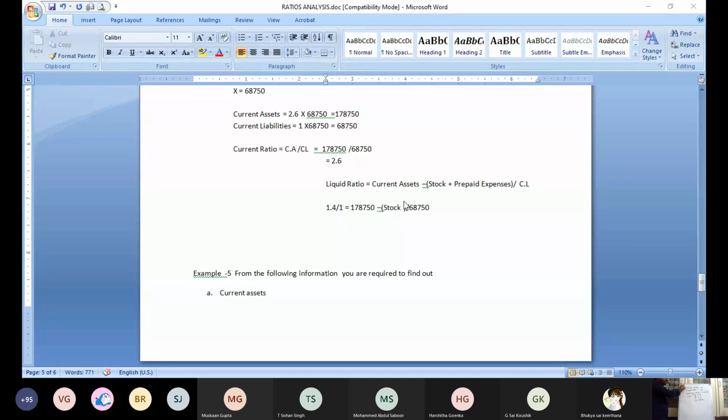So first you write this problem. If you have completed, please tell me. Current ratio is given 5. Liquid ratio is given 3. Working capital is 3 lakhs. Find current assets, current liabilities, and stock.